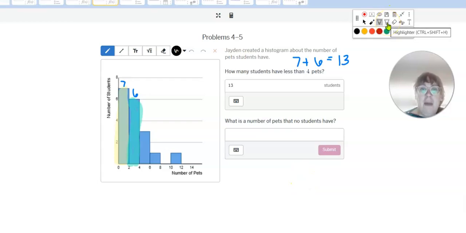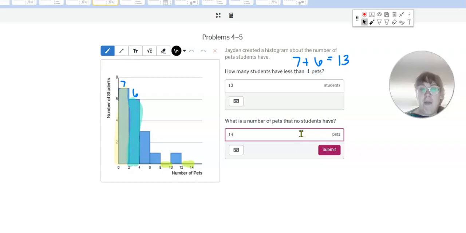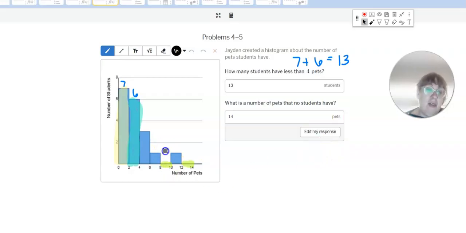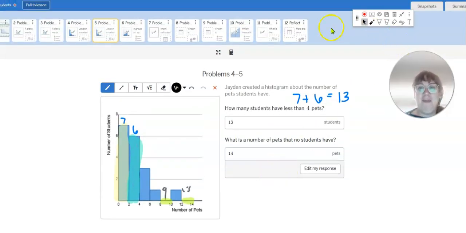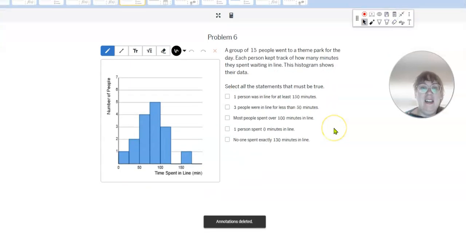The next question says, what is the number of pets that no students have? So we're looking for an empty bin. We see an empty bin here and here. So it looks like no students have 14 pets. No students also have 9 pets, right? Or 13. Wherever the histogram is at a base level of 0. Beautiful. Next slide.